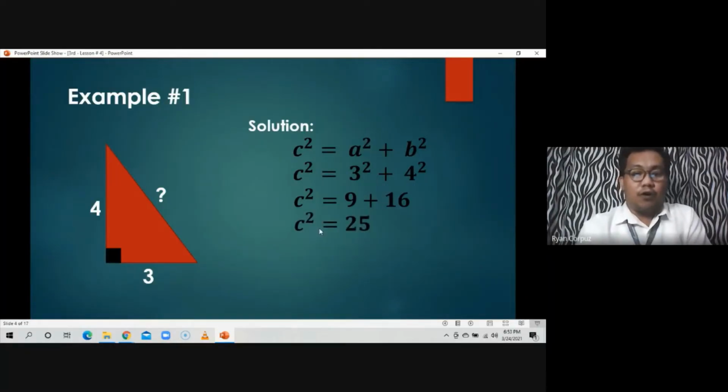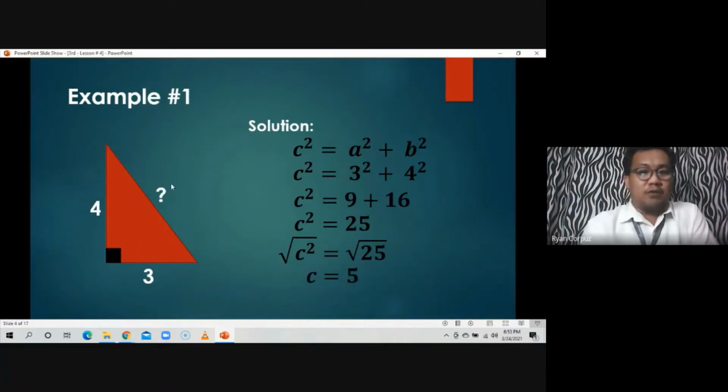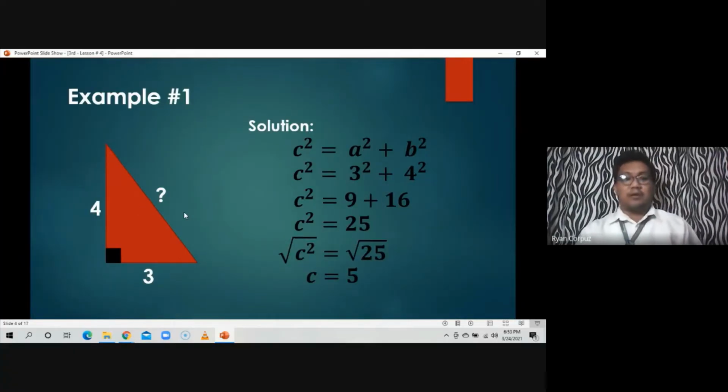Since we are looking for the value of c, which is the value of the hypotenuse, we still have to remove this square here. We can remove that by simply getting the square root of both sides of the equation. So we can remove the square there, so that c will be left, and square root of 25 is equal to 5. So therefore, the measure of this side, which is the hypotenuse, is equal to 5. It's true naman, because hypotenuse, we made mention that it is the longest side in a right triangle. So this measures 3, ito ay 4, so the longest is 5. So the value of the hypotenuse is equal to 5.